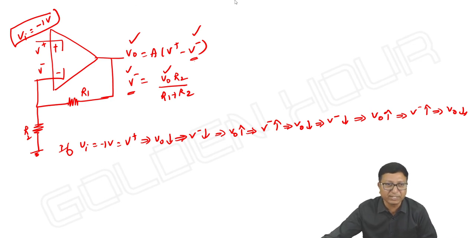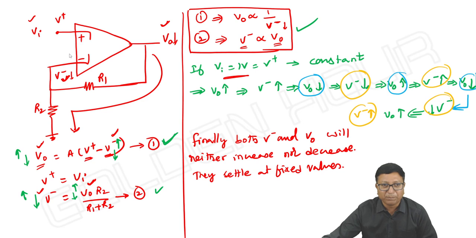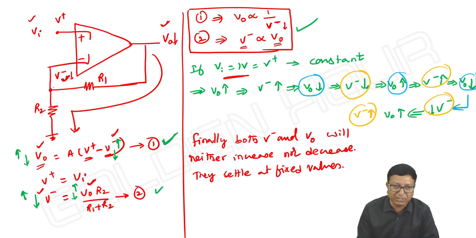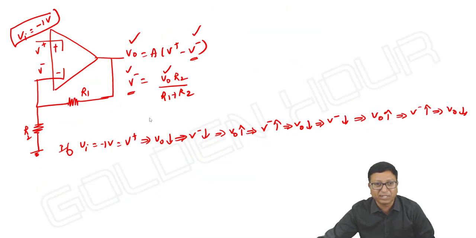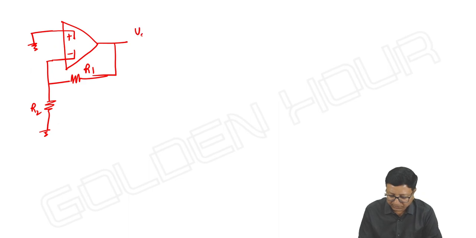Keep it aside. You can give input at the non-inverting terminal, or you can give input at the inverting terminal also. If you want to give input at the inverting terminal, you cannot just give the input directly like this. You can apply input to the non-inverting terminal directly, but as far as the inverting terminal is concerned, because of this feedback network, what is the way to apply input? See this. R1, R2. Let us connect the non-inverting terminal to ground, and instead of connecting input to the non-inverting terminal, we can give the input here.